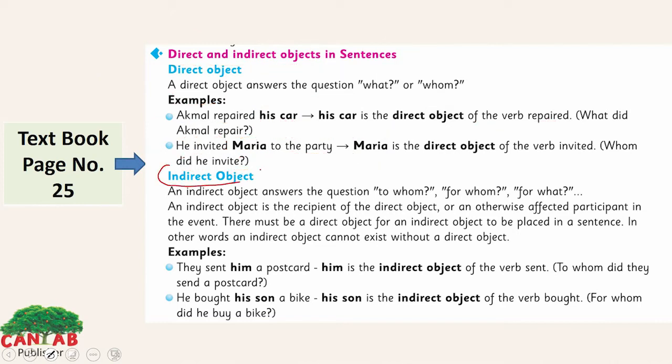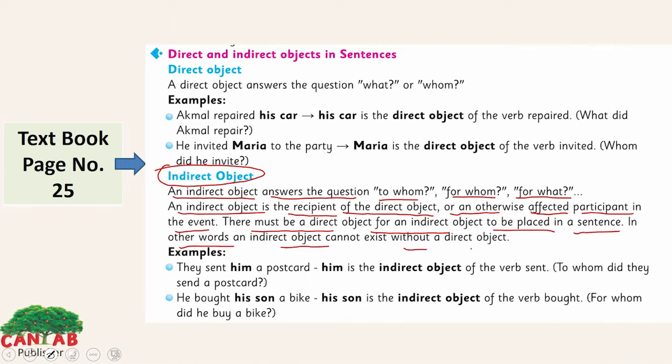Now look at the indirect object. An indirect object answers the questions to whom, for what. An indirect object is the recipient of the direct object or otherwise affected participant in the event. There must be a direct object for an indirect object to be placed in a sentence. In other words, an indirect object cannot exist without a direct object.